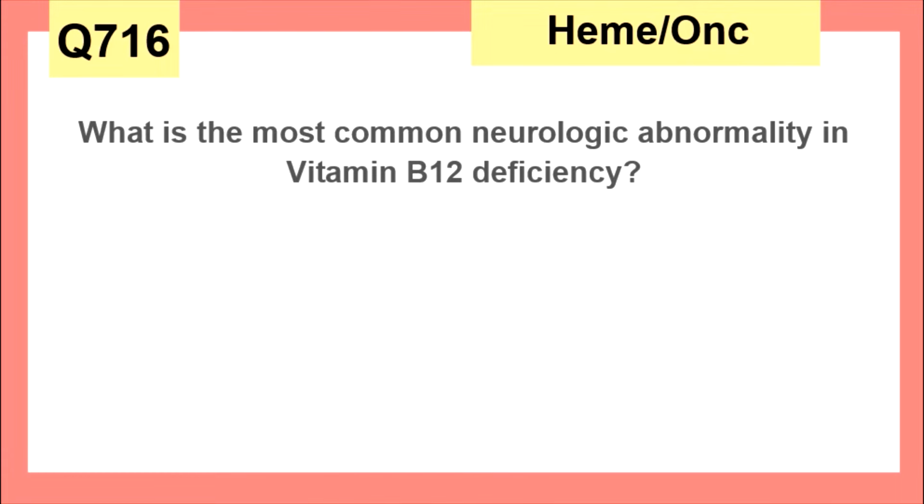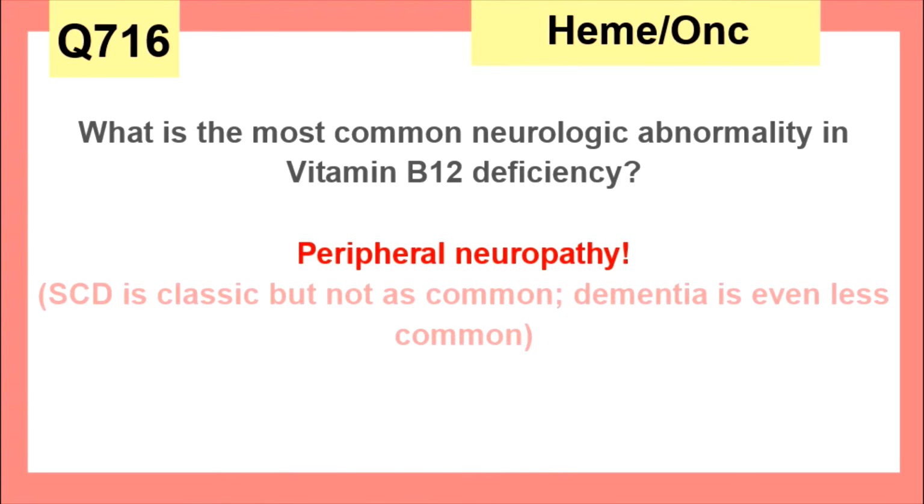716. What's the most common neurologic abnormality in vitamin B12 deficiency? And the answer is peripheral neuropathy. Subacute combined degeneration is classic, but not as common, and dementia is even less common.